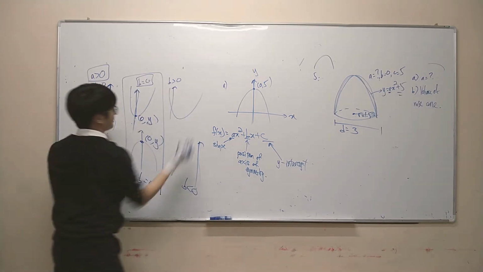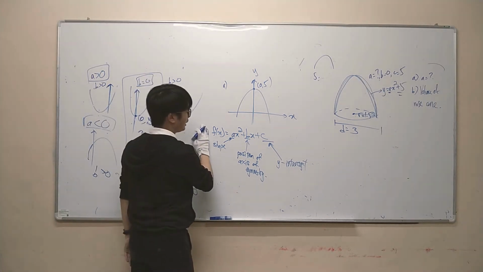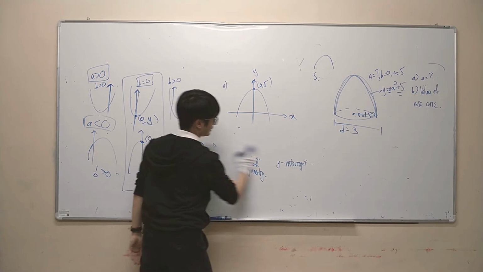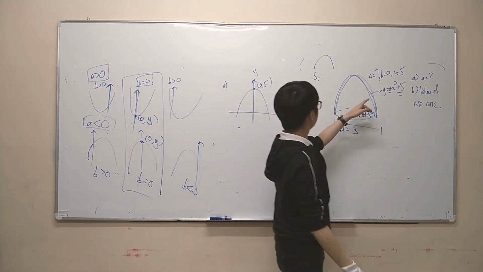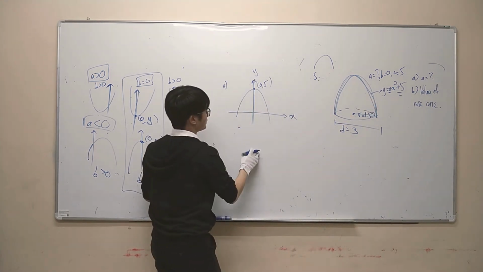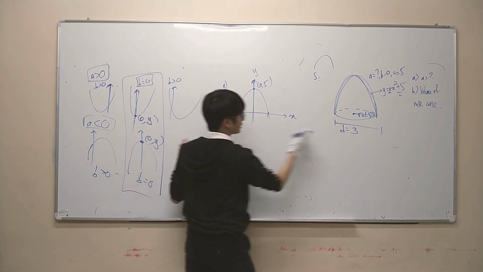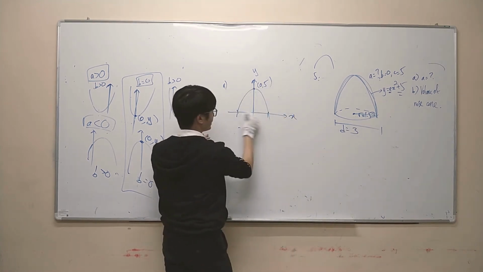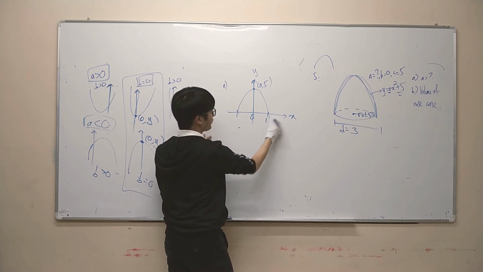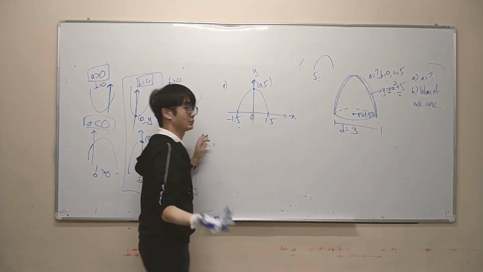So, some extra knowledge. Okay, I will erase it. They want you to find the value of a. You can find it here and here also, because the whole thing is 3. So here will be the origin, here will be 1.5, and here will be negative 1.5, because the radius is 1.5.